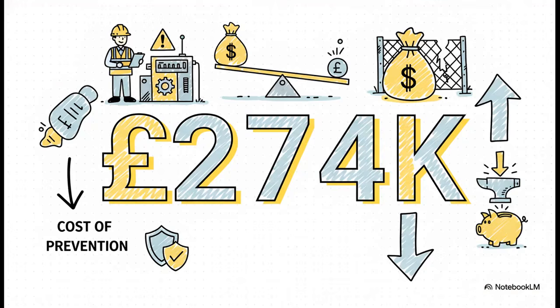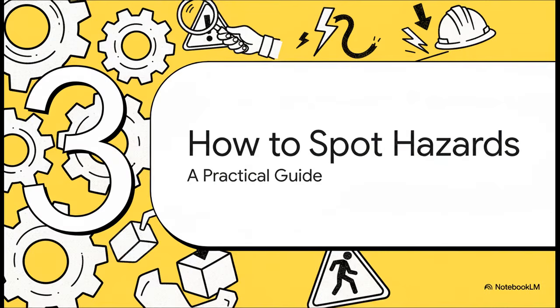And that financial cost? Oh, it's not some abstract idea. Look at this number, £274,000. That was a real fine handed to a real company because they failed to manage the risks from their machinery. It's a pretty stark reminder that whatever you invest in prevention is just a fraction of what an incident could cost. Okay, we've nailed down the what and the why. Now it's time to get our hands dirty with the how. How do you actually go out there, in the real world, and start identifying these hazards?